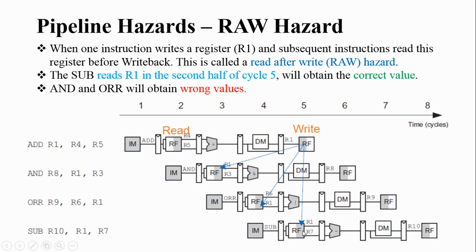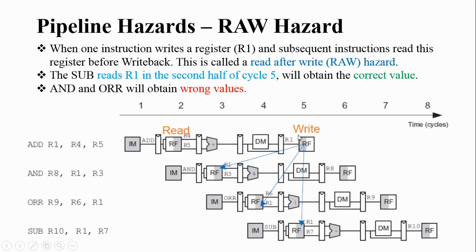But in the sub instruction, you can see that you are taking R1 in the fifth cycle. In the same fifth cycle, you are performing the write operation of R1. You may think that these two will not occur simultaneously, but it is not like that. For register write and read, they can take place in the same cycle. You can read the actual value itself.